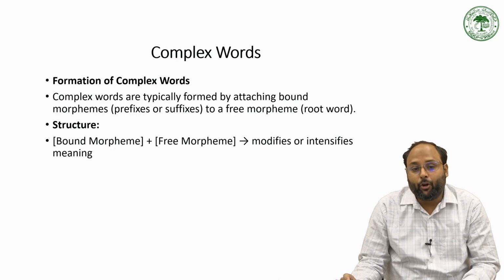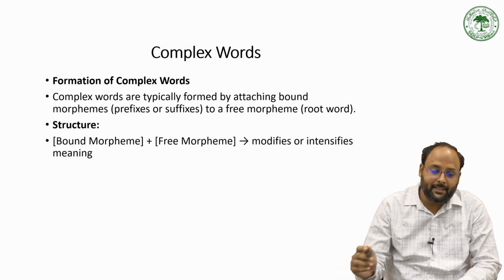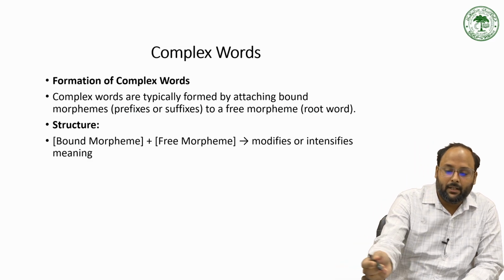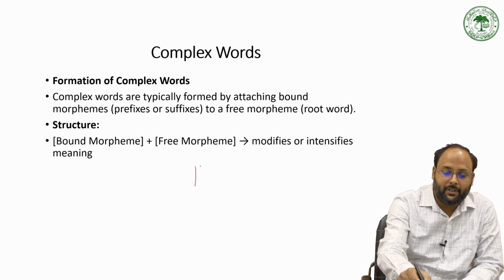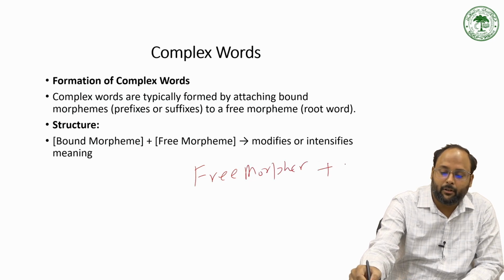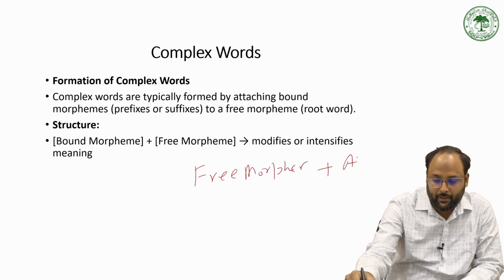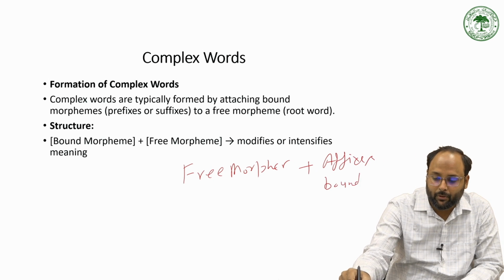And now come to the formation of complex words. For the formation of a complex word, we have already discussed that we just create the complex word. We can take one free morpheme, and to that free morpheme we add affixes, or we can call them bound morphemes also.